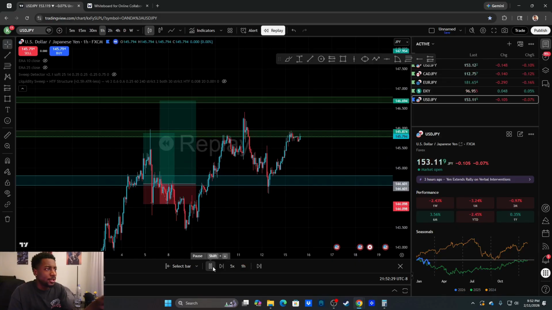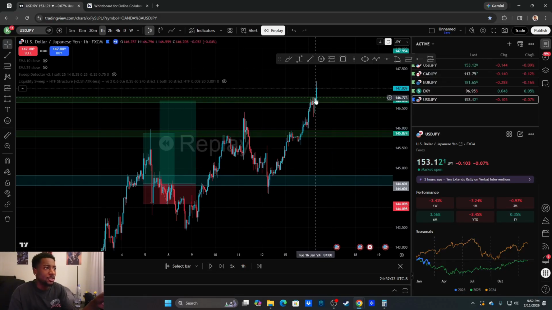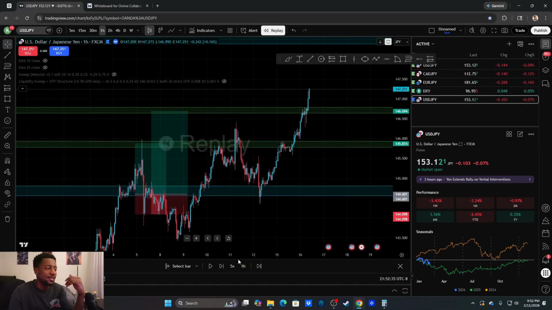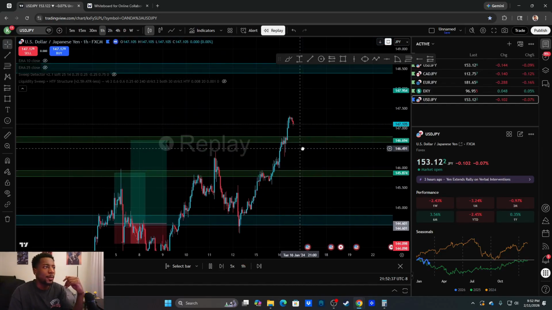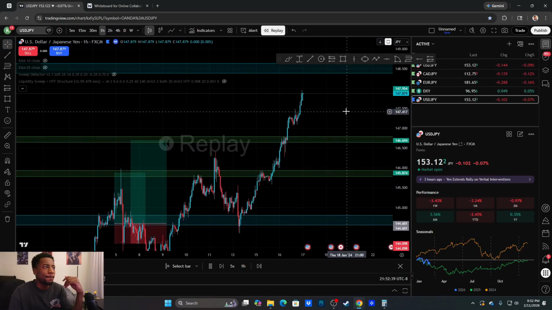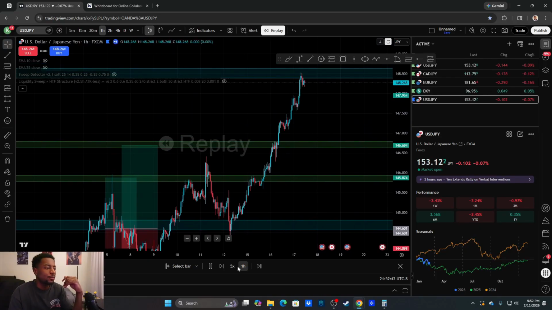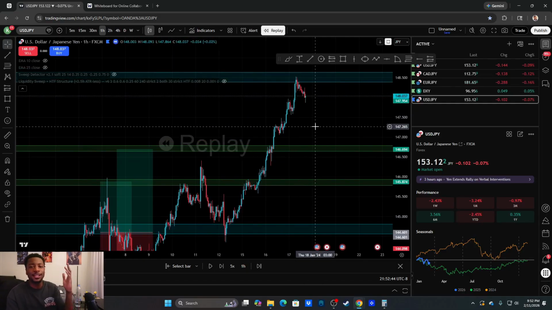Hit that first zone again. Hit the second zone, started stalling out, and then it broke the second zone. And now where is price going? It's only one place price can go. Price is going to that daily key level. That's what I'm telling you, bro. Price moves from level to level to level to level.